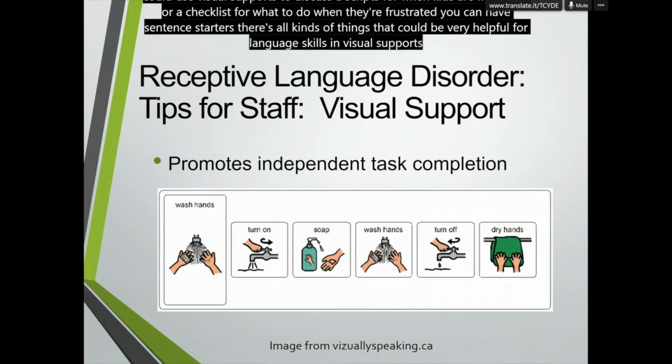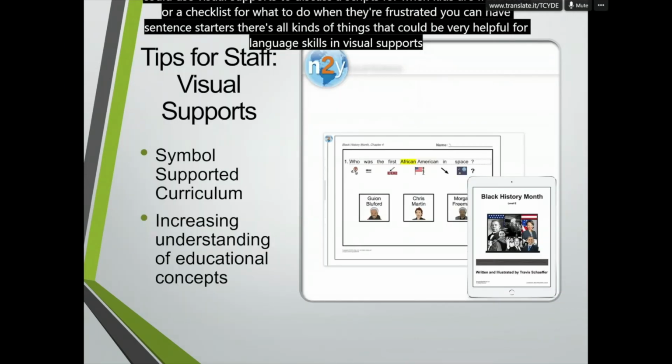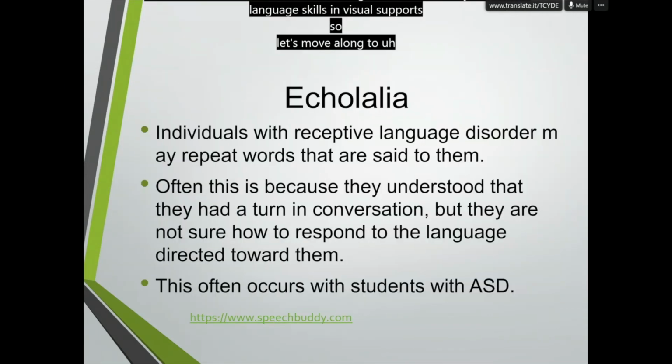So let's move along to a quick stop for questions about visual supports, and then we'll move on.